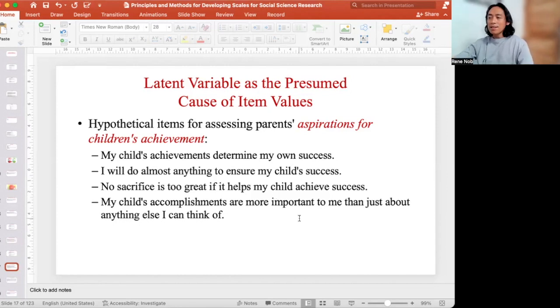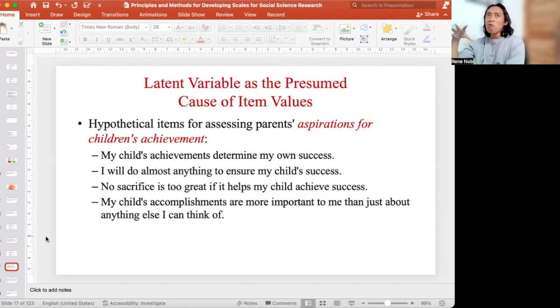Because all of these sentences are in a way a sample behavior, a manifestation of one's aspiration for your children's achievement, then if I strongly agree with the statement, my child's achievement determine my own success, then I should consistently rate the other items, because the other items also demonstrate similar manifestations of aspirations for children. It will be weird if I say I strongly disagree with one of the items, such as no sacrifice is too great if it helps my child's success, while also strongly agreeing on the other items. Okay, so that is what you refer to as internal consistency.